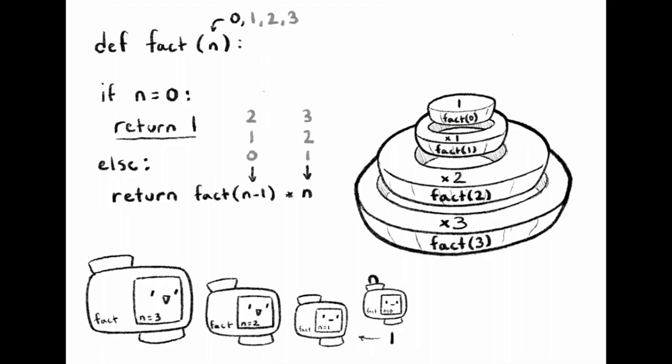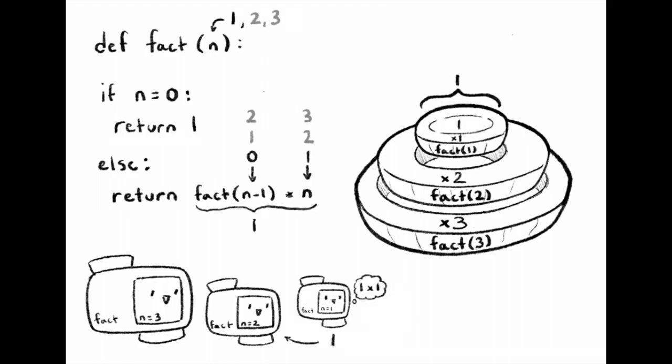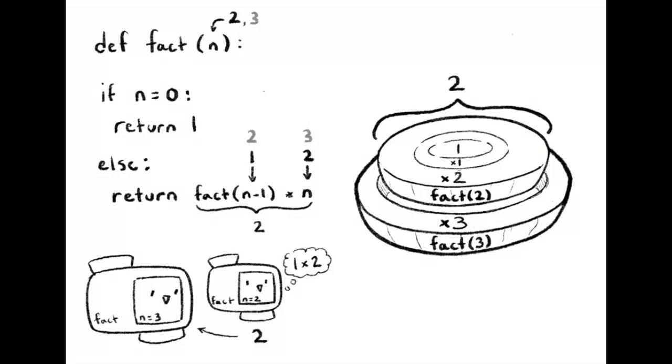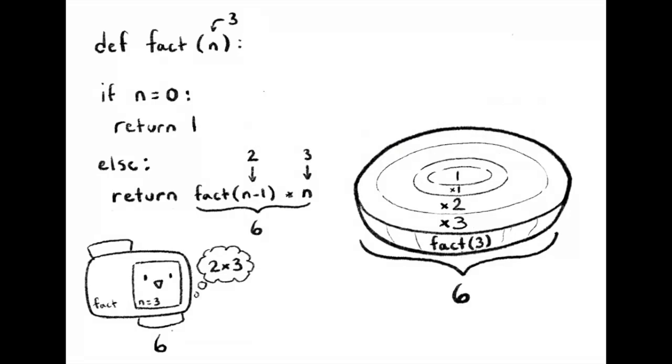Now that we have the result of fact0, it can be multiplied with 1 to get back fact1, which is 1. Fact1 then can be multiplied with 2 to get back fact2, which is 2. Finally, fact 2 can be multiplied with 3 to give back fact 3, which is 6. Yay, we successfully built up our factorial onion slice and got the correct value.